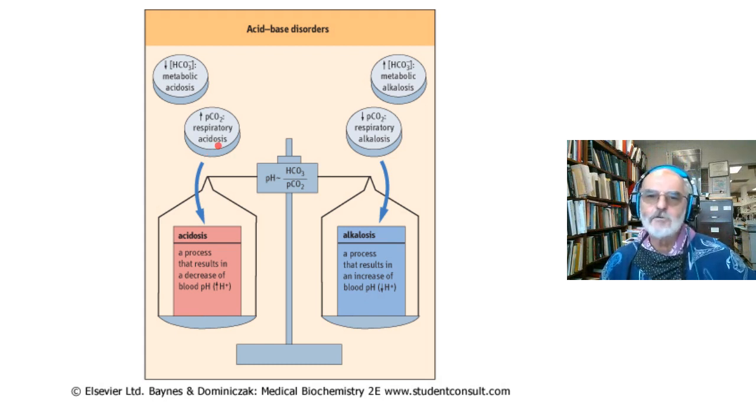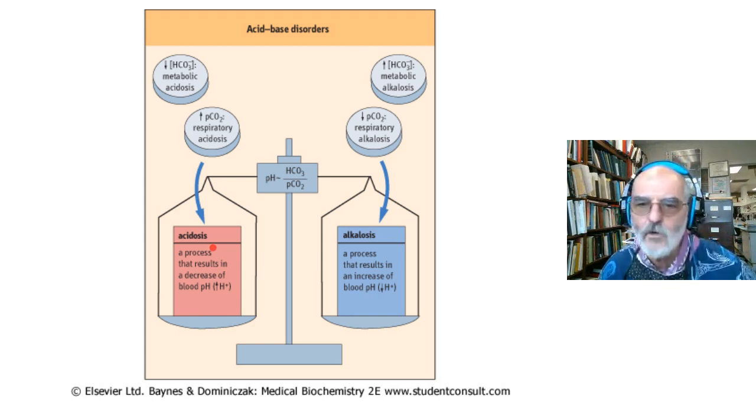Both of these will contribute to acidosis. Both of these will increase the amount of proton, but decrease the pH. Alternatively, the bicarb can go up, and that would be alkalosis. That's metabolic. The PCO2 can go down. That's alkalosis. That's respiratory.